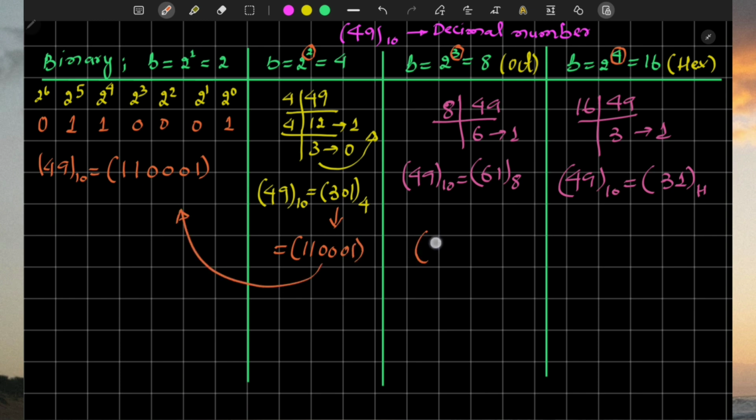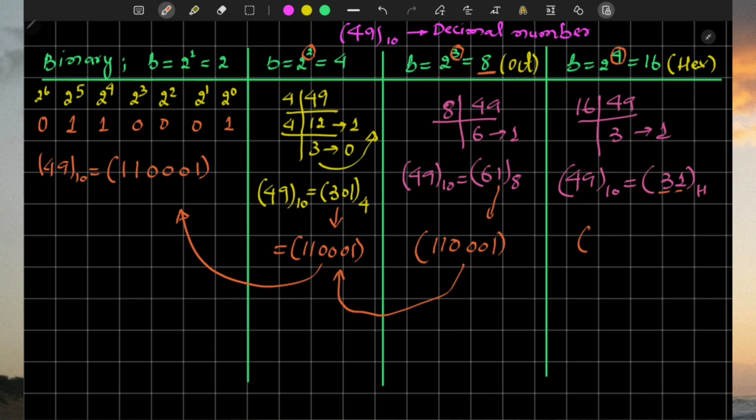Similarly, 6 in binary form is 1 1 0 and 1 is 0 0 1. We have to write 3 bits here because in the octal number system it is 2 raised to the power 3. We have to replace every octal digit by 3 bits. So 6 is 1 1 0, 1 is equal to 0 0 1. So again we get the same result. Now similarly, we have to replace each hexadecimal digit by 4 bits because base is 16 and it is 2 raised to the power 4.